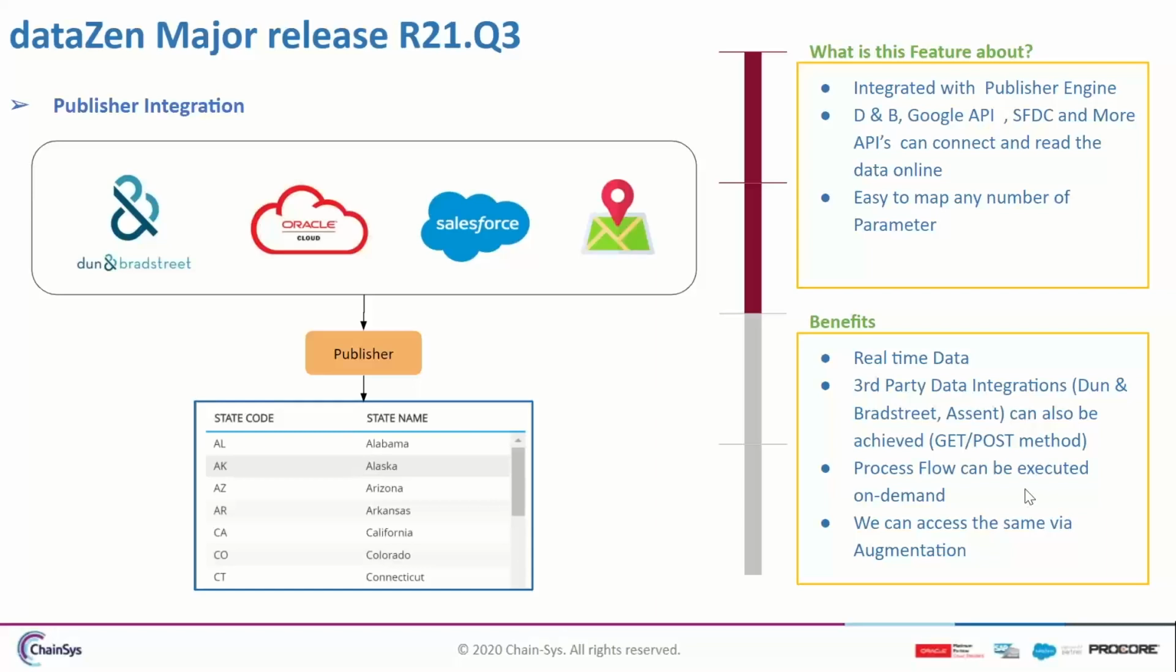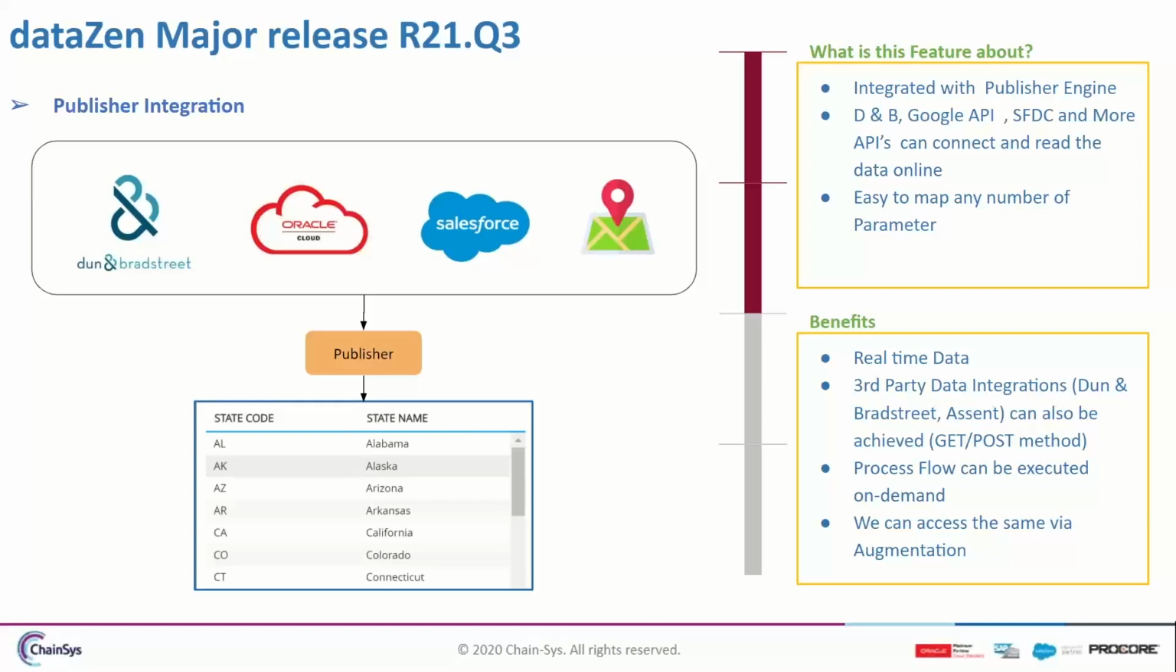So if I have done some job, I want to call my downstream system immediately. I don't want to wait for even a second. If you want to call a downstream system synchronously, we can do that through this process flow today, just by clicking the button. And we can access the same way with augmentations. If a user is Anbu, he can access only Dun & Bradstreet, and in the case of Mohan, he can access only a different API. And also, we can restrict through that.